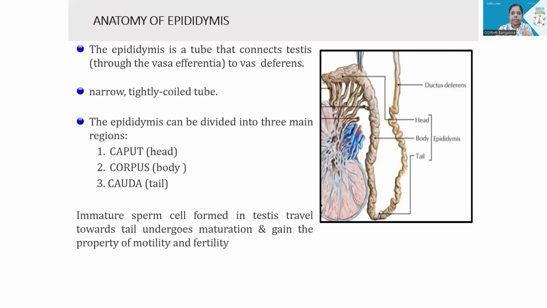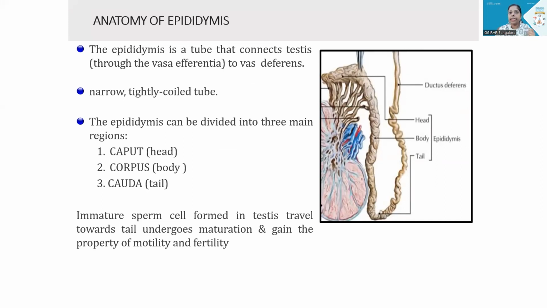The epididymis is a tube that connects the testes to the vas deferens. It's a narrow, tightly coiled tube. The epididymis can be divided into three parts: the caput, the corpus, and the cauda. Immature sperm cells formed in the testis travel towards the tail, undergo maturation, and gain the property of motility and fertility.